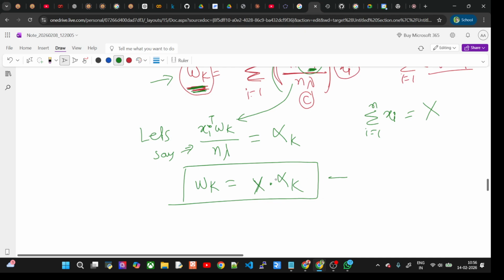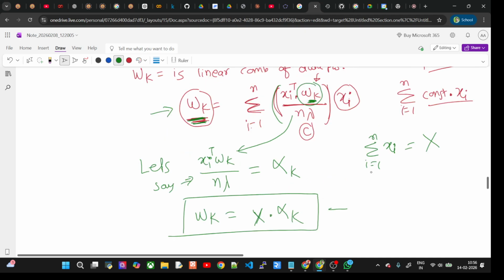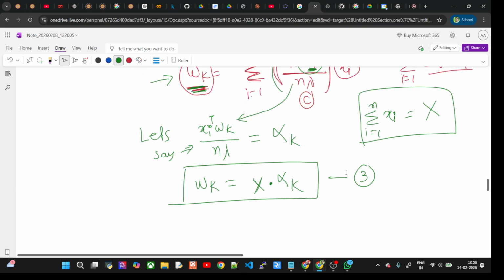How we got X is nothing but this value, and how we got alpha k is xi transpose wk into n lambda, which we take as alpha k. This is equation number 34, and from here onwards it gets interesting. Both are the same, so we cannot simply calculate wk using wk, correct? It's not at all possible.